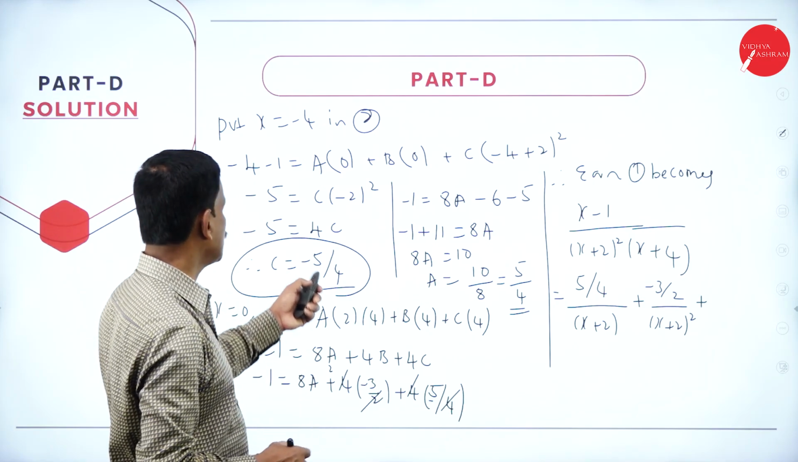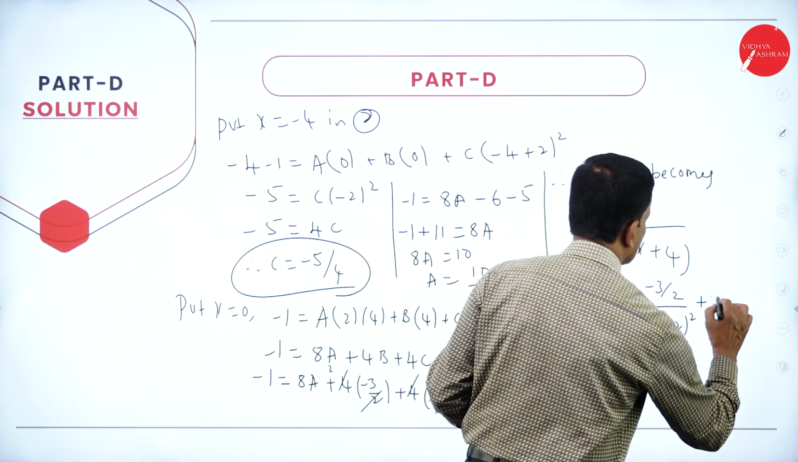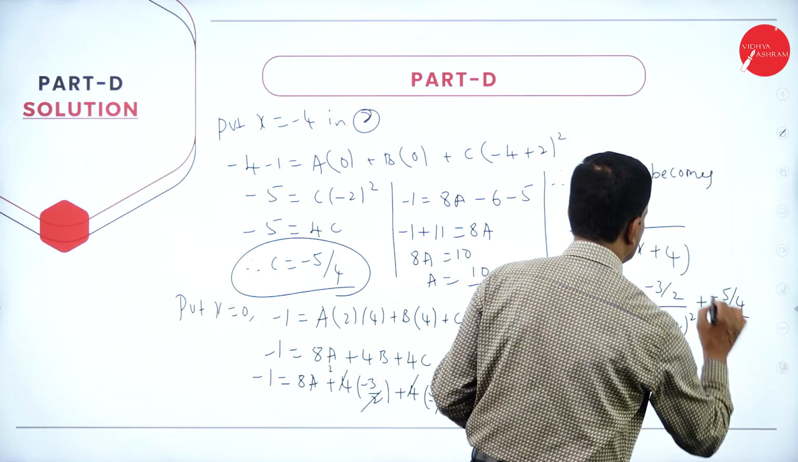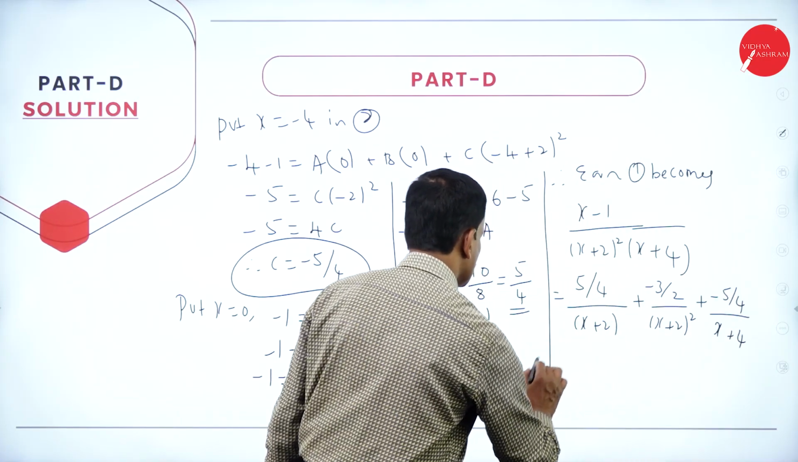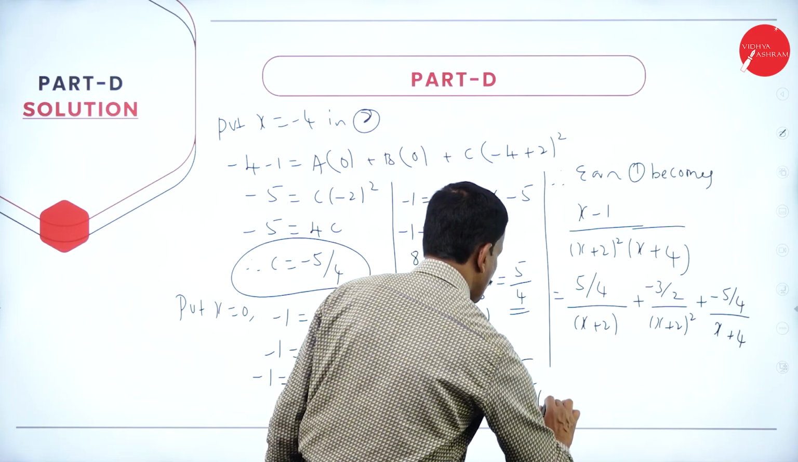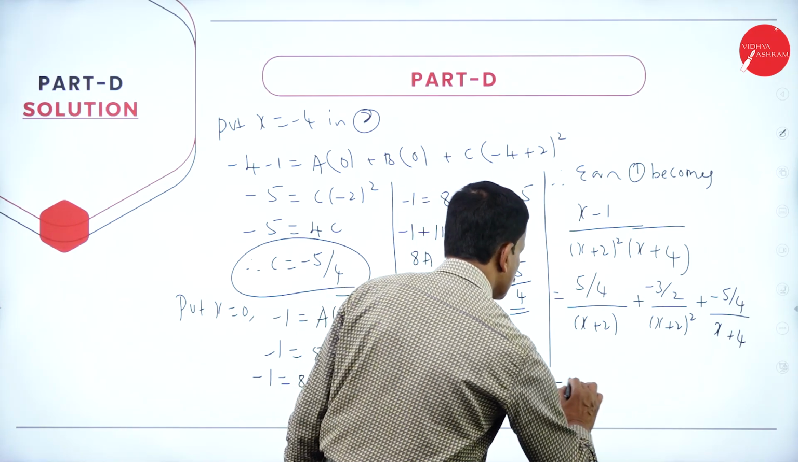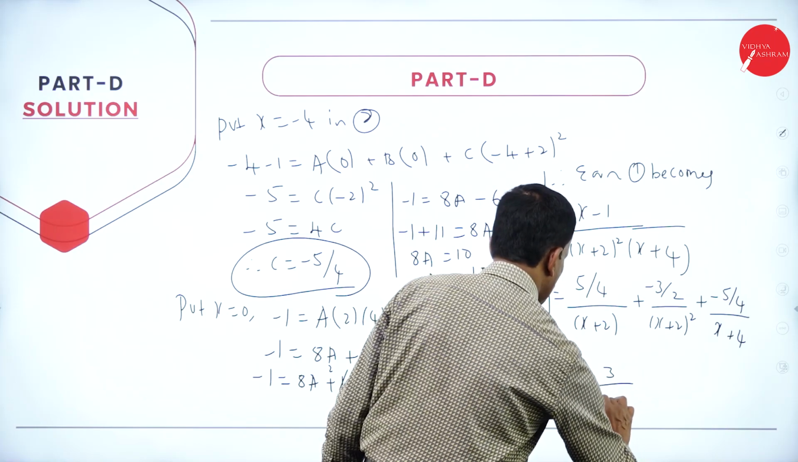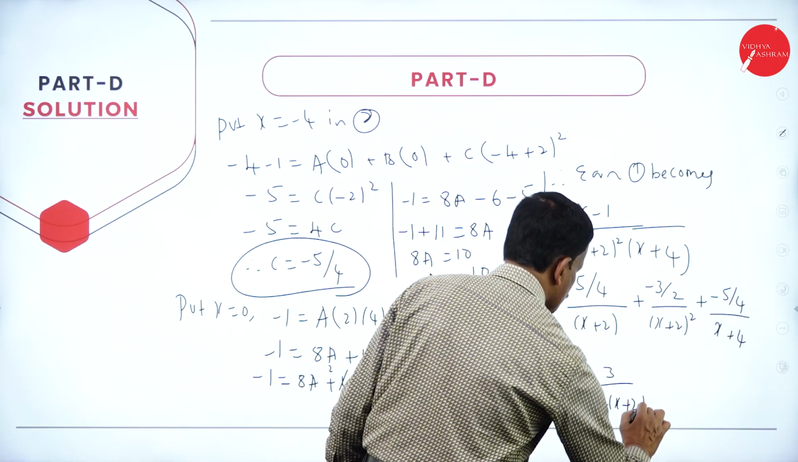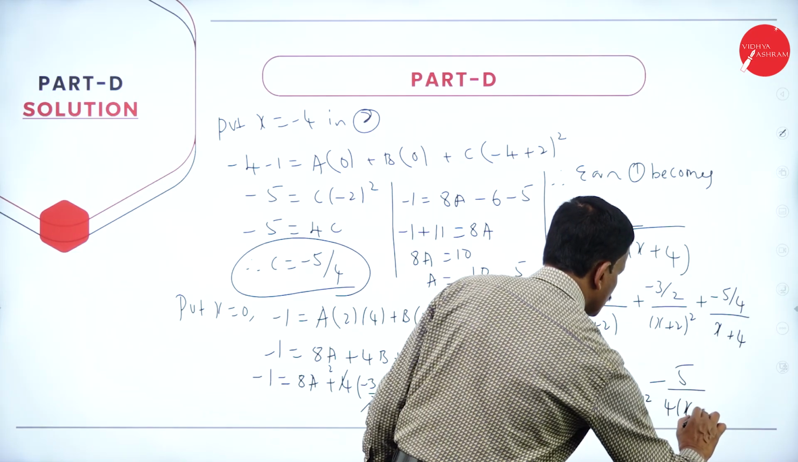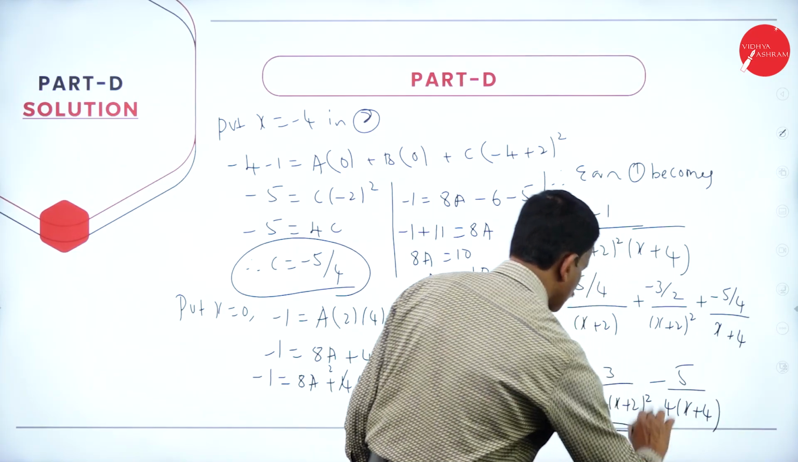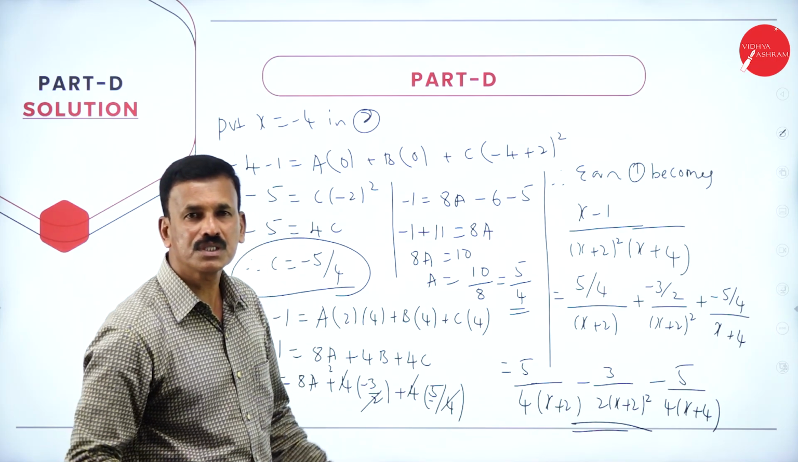What is C? Minus 5 by 4 divided by x plus 4. Or this can also be written as 5 by 4 into x plus 2 minus 3 by 2 into x plus 2 whole square minus 5 by 4 into x plus 4. This is how we are going to resolve into partial fractions.